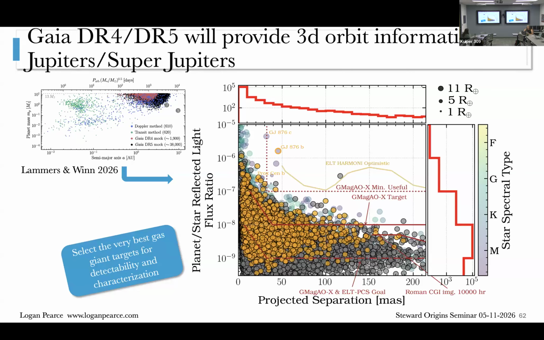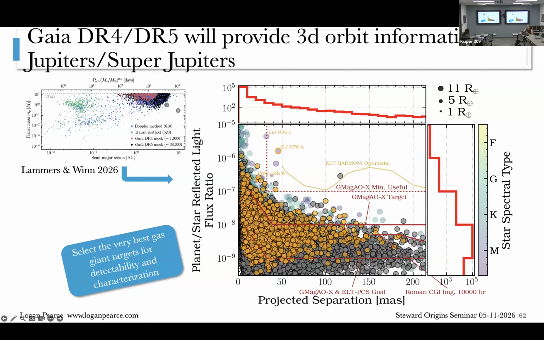There's a little bit of hope with Gaia DR4 and DR5, which will provide 3D orbit information for giant planets. This is a simulation by Lammers and Wynn 2026, simulating the planets that Gaia DR4, which is coming out December 2nd, is expected to find, in red, and DR5 in black. Translating that into this plot with DR4 in orange and DR5 in gray.